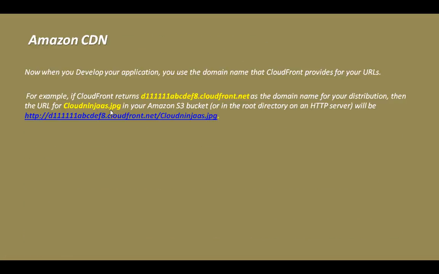Similarly, let's say CloudFront has given us this particular domain name. If there is an image lying in the S3 bucket, you will be giving a path like this: HTTP, then the DNS which was given to us, then the name of the image which is lying in the S3 bucket. This is the whole path, and that is why it is given the domain name, so that whatever data is lying in S3 or even your web server should be accessible over the internet.